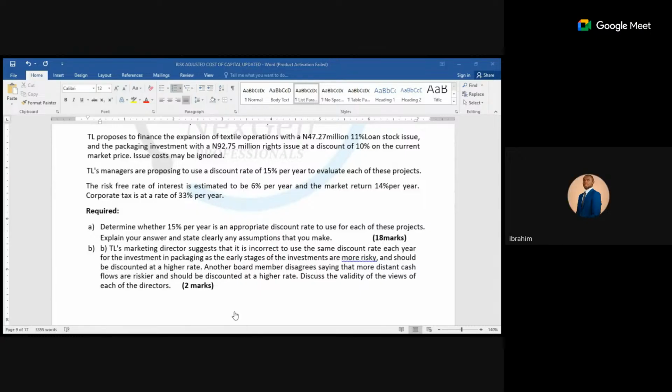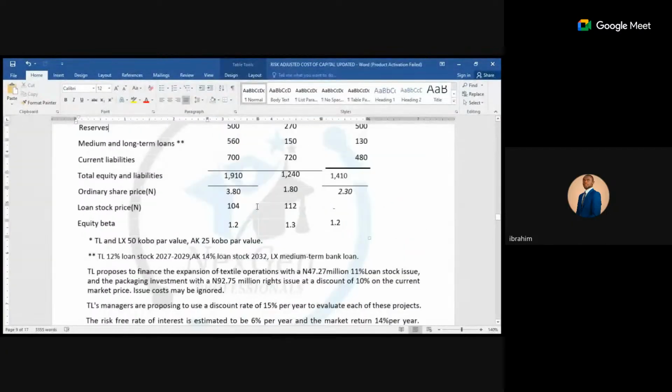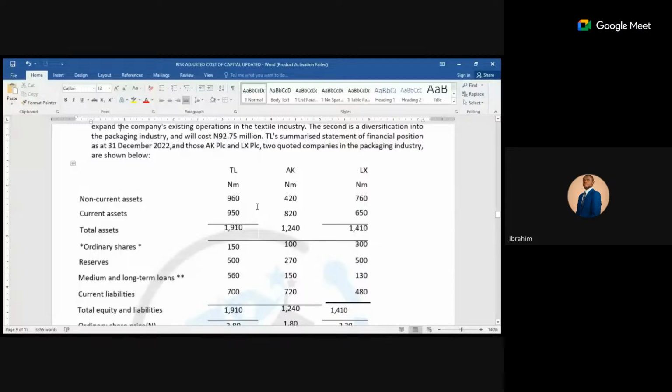Two marks. So total marks here, 20 marks. So this is another question adopted from CCA and some other relevant tests, right? So you have 20 marks. The first question is to determine whether 15% is an appropriate discount rate to use for each of these projects. We don't know what the 15% is and how they arrived at that. So we need to read through the question so that we can pick out whether it is actually appropriate or not.